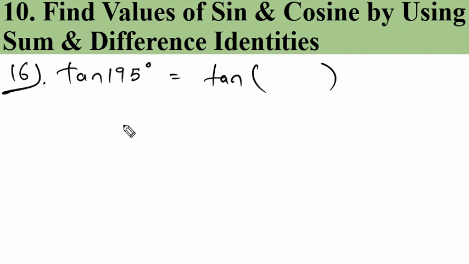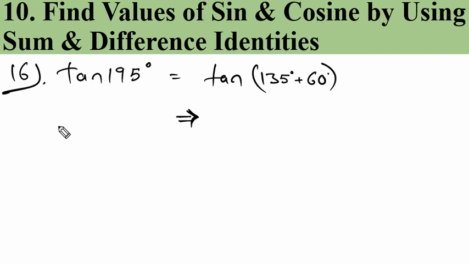What can I do in this one? 120 plus how much? 75. No, that's not the case. Okay, let me just think it over for a minute. Okay, so what we can do here is I can do 135 degree plus 60 degree. That's what I can do, right? Because 135 is a multiple of 45, so that is also one of the standard angles.